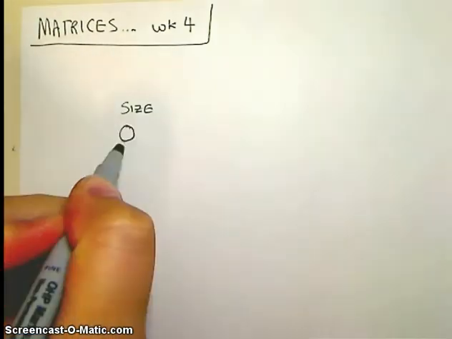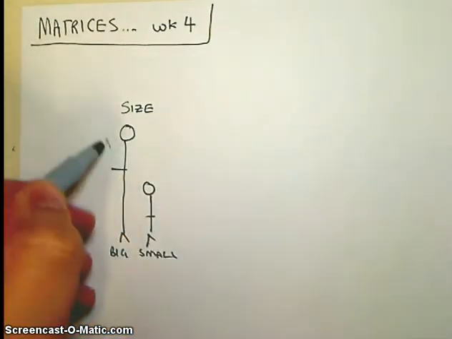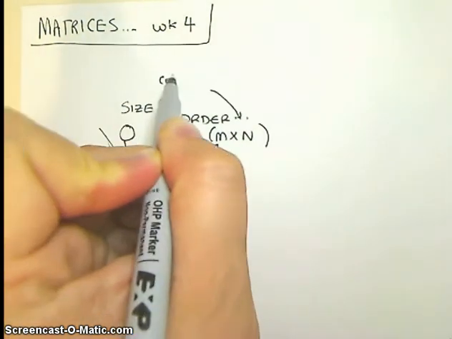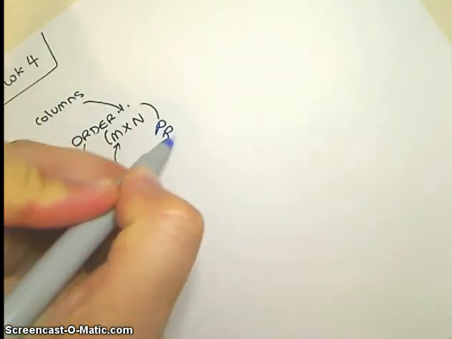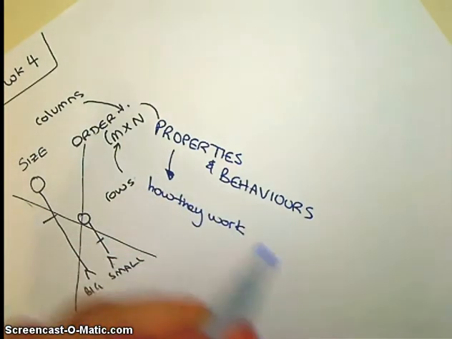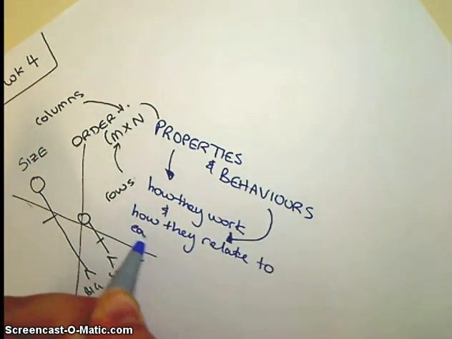So we're talking about matrices for week 4, and this is what you need to know. Last week we talked about size. It's not really big or small, but we talk about the order m by n, where you can have rows and columns. We also talk about properties and behaviours, where properties is how they work and behaviours is how they relate to each other.